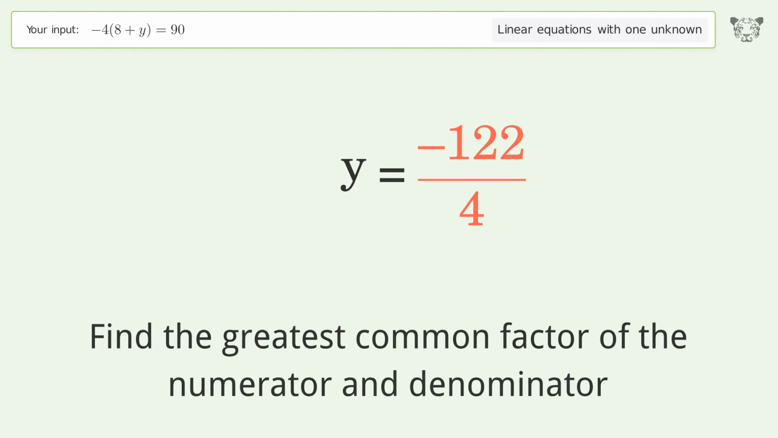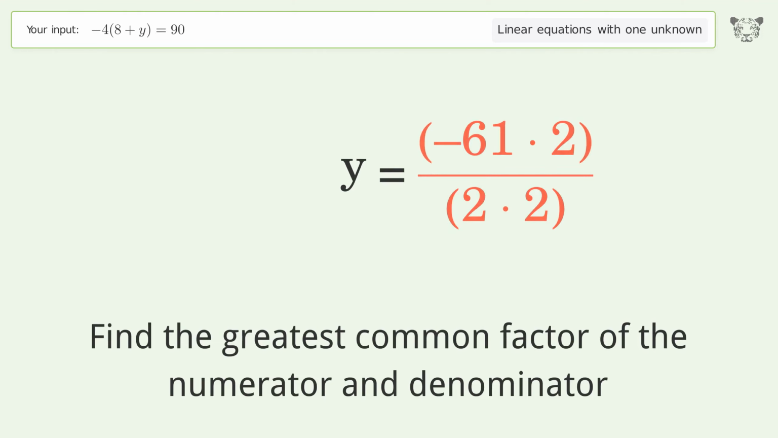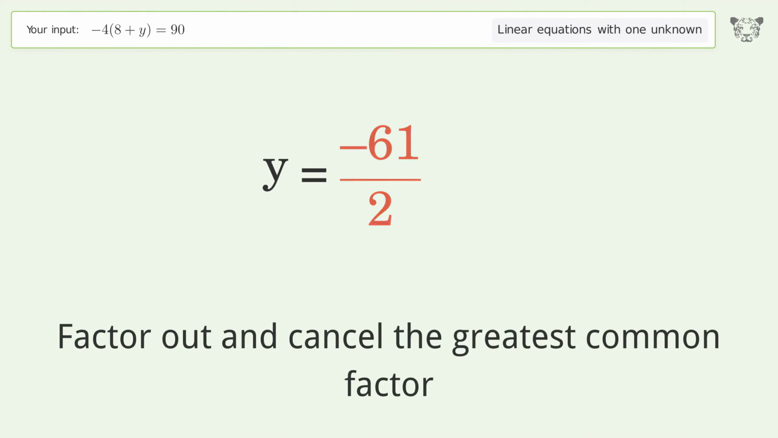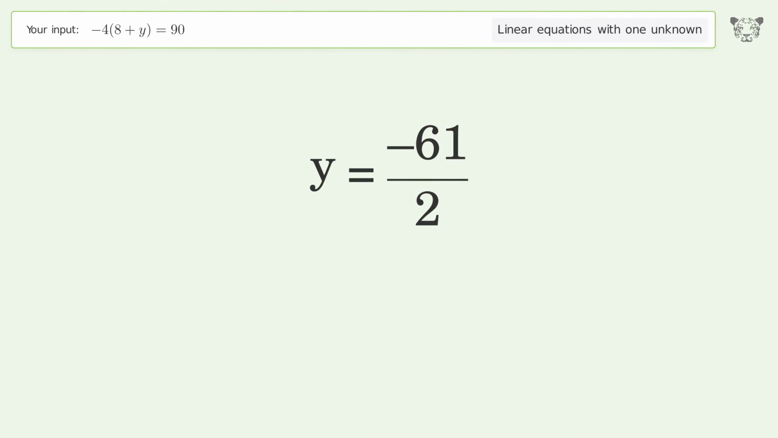Find the greatest common factor of the numerator and denominator. Factor out and cancel the greatest common factor. And so the final result is y equals -61/2.